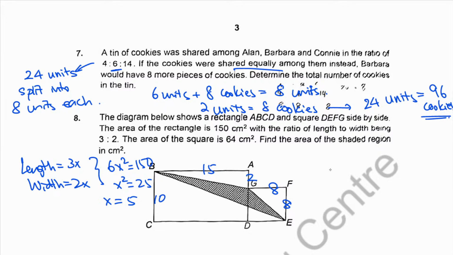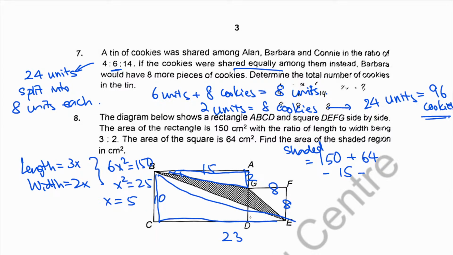Okay, so how to find the shaded region? You find the total area, which is 150 plus 64. Then you subtract the unshaded. So the shaded is equal to 150 plus 64, subtract the unshaded, which is the top triangle, this one here, half times 2 times 15, which is 15. Then subtract the bottom one. So this one has base 23 and height 10. So that has area, half times 10 times 23, which is 115. Then you subtract the triangle on the right, which has area half times 8 times 8, which is 32.